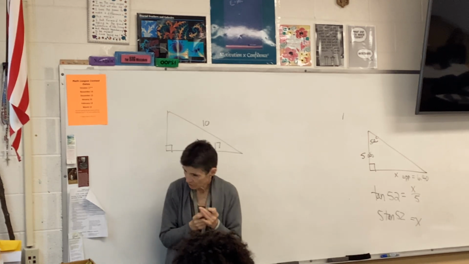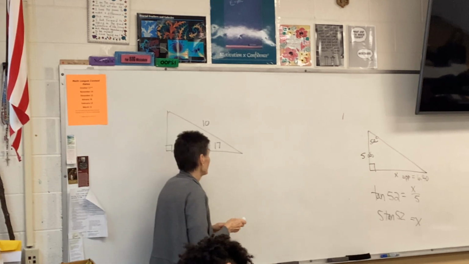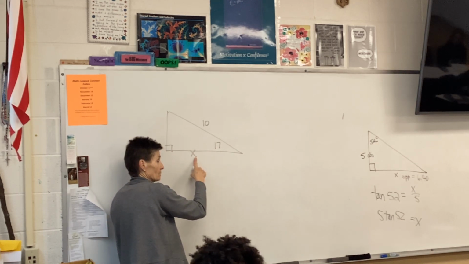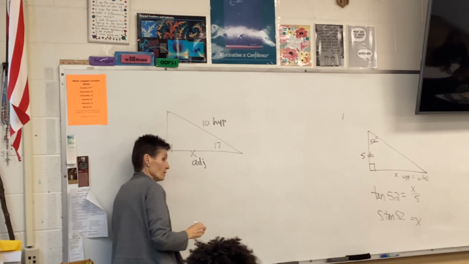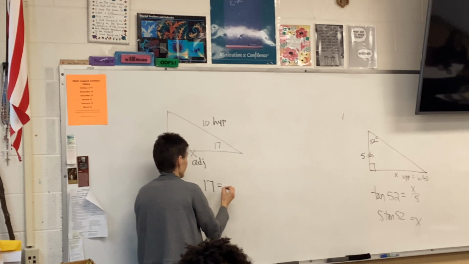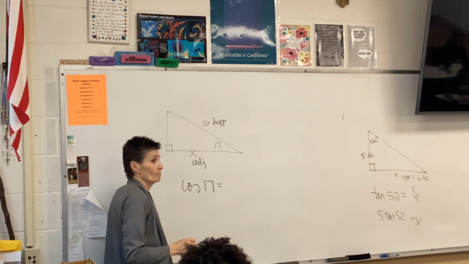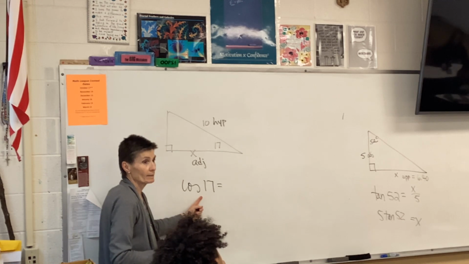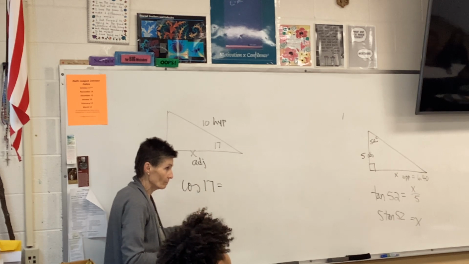So, what I just said to Addie, hopefully y'all were listening. Here's your angle. Which side's this? Adjacent. Which side's this? Hypotenuse. Which function am I going to use? Cosine. So cosine 17. You want to see me wig out? Put the 10 with the cosine. No, never, ever, ever. What goes with your sine, cosine, and tangent? The angle.